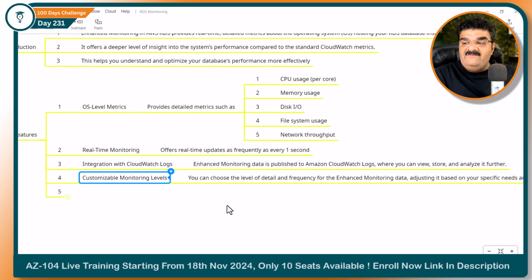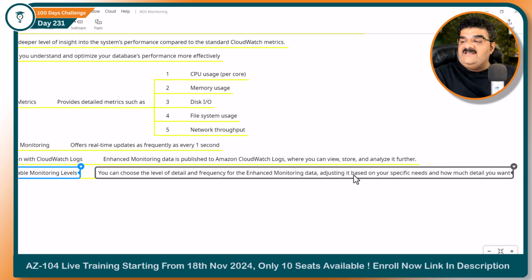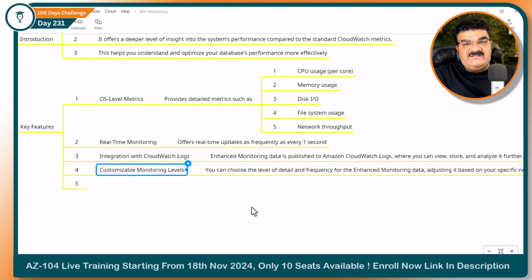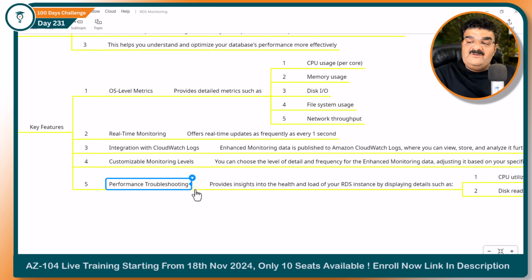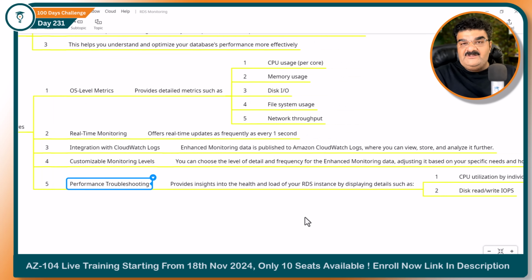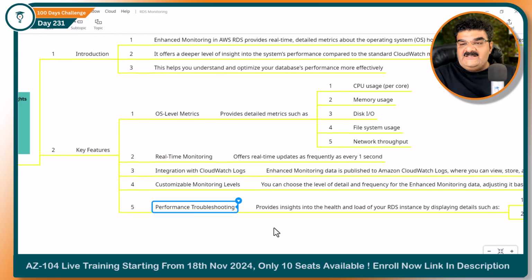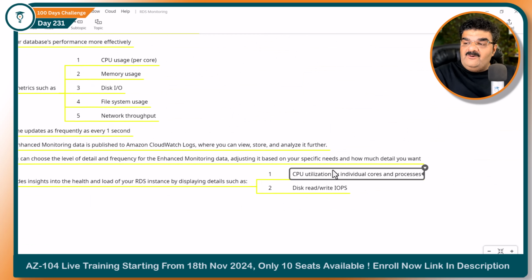Customizable monitoring levels. You can choose the level of detail and frequency of enhanced monitoring data, adjusting it based on your specific needs and how much detail you want. It is totally based on the size of your database. Then we have performance troubleshooting. Let's say your database is performing slow, how can you find out? You can monitor this using enhanced monitoring. You can monitor specific metrics like CPU utilization. If your CPU utilization is constantly going above 80%, then there is a problem with the CPU of your database engine. In this case, you can change your database instance and increase the CPU cores as well.